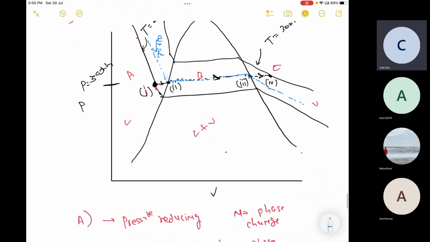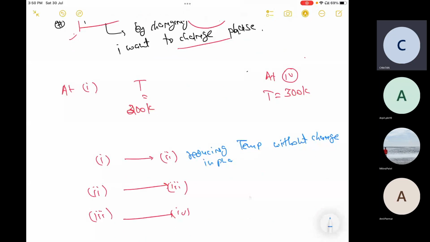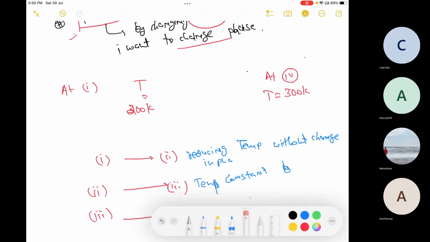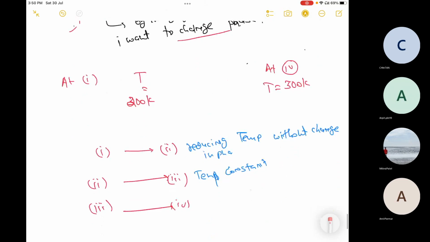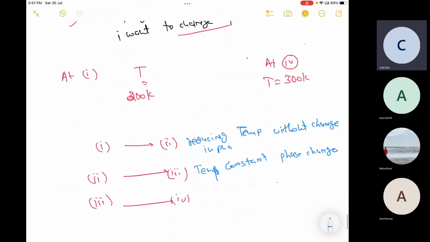Okay, so in B, temperature is constant, but we are changing the phase. And in the third, again, we are now in a complete vapor zone. So here in this fourth zone, in this line, we are not changing the phase.